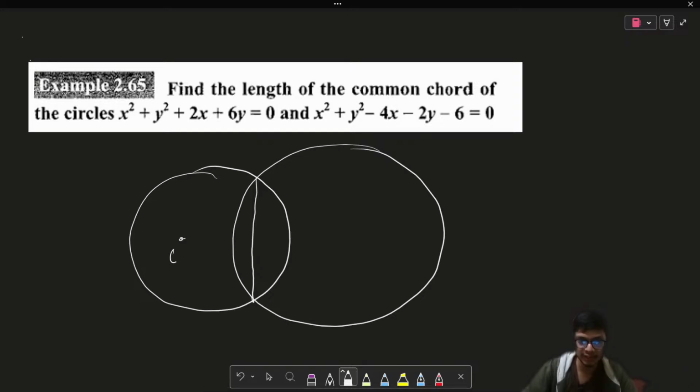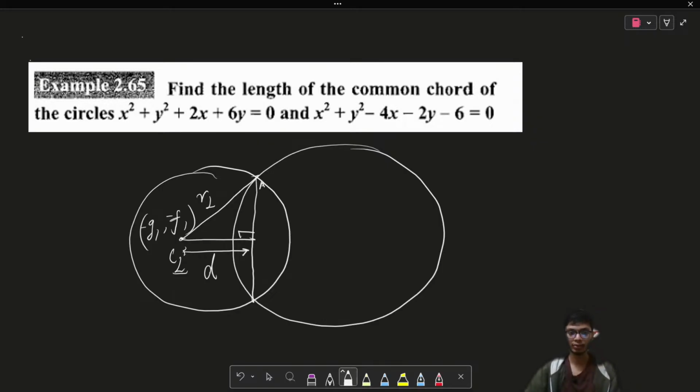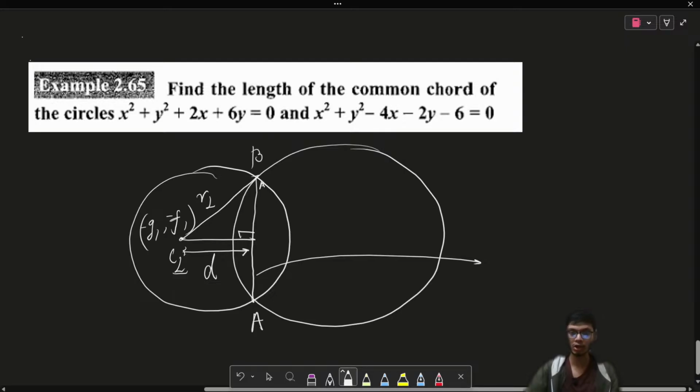Now we know that the chord is perpendicular to the radius. So if I know this is my radius r1, and if I know this particular perpendicular distance from the equation of the chord, this perpendicular distance can be easily found. This C1 is, let us say, (-g1, -f1). This is my circle center C1. So from C1 I can find the perpendicular distance by finding the equation of this common chord.